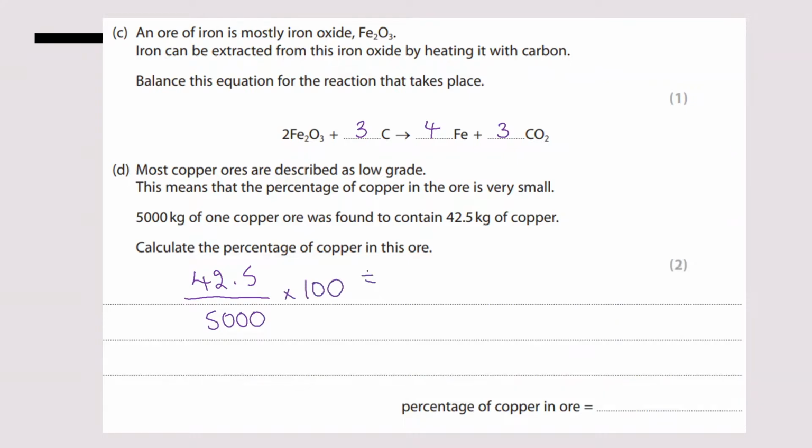Again, that's another calculator thing to do. So just type that into a calculator exactly as we have it. 42.5 divided by 5,000, it's going to be quite a small number here, isn't it? And then we times it by 100, 0.85%.